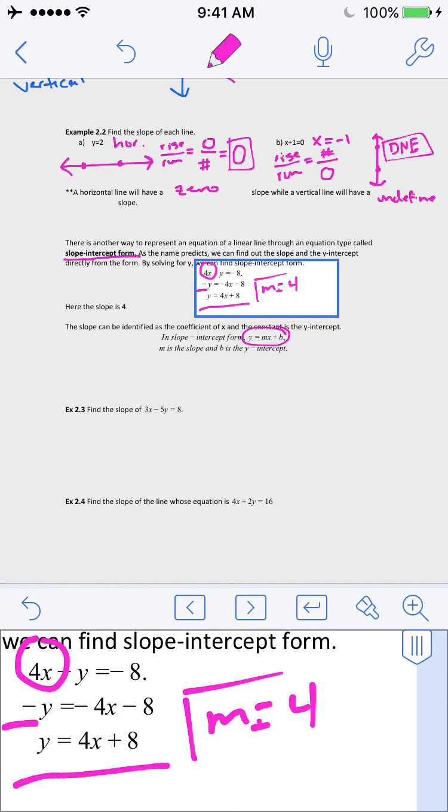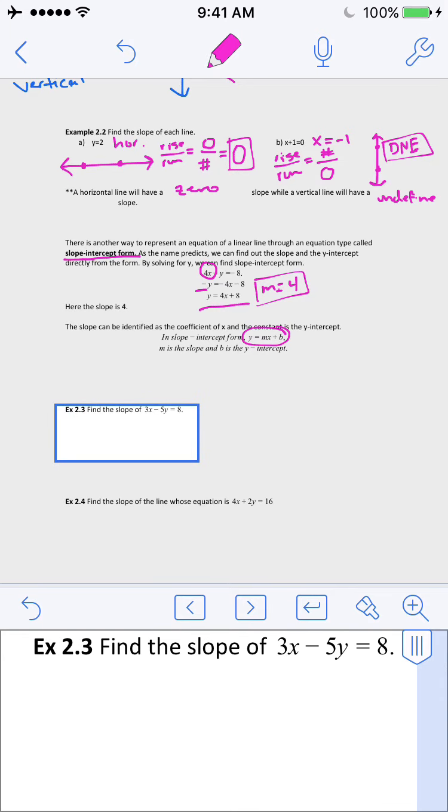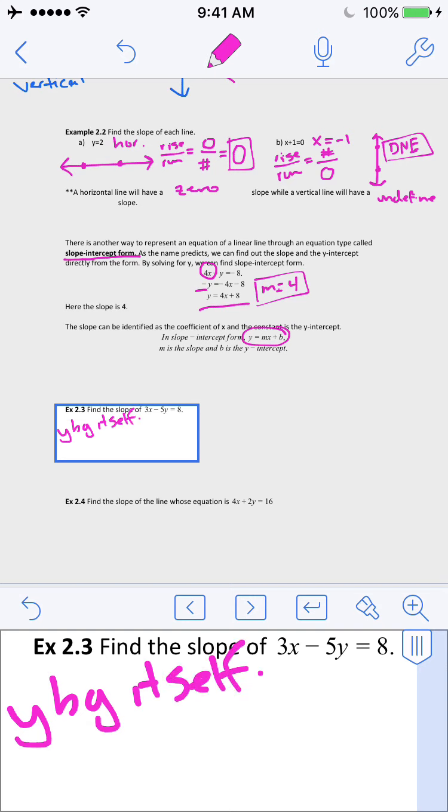So that's what it is. Alrighty. Let's try that out with a different equation. Let's take a look for the slope in this equation. 3x minus 5y equals 8. Now the goal here is to get y by itself. That's how we know we are in slope-intercept form.